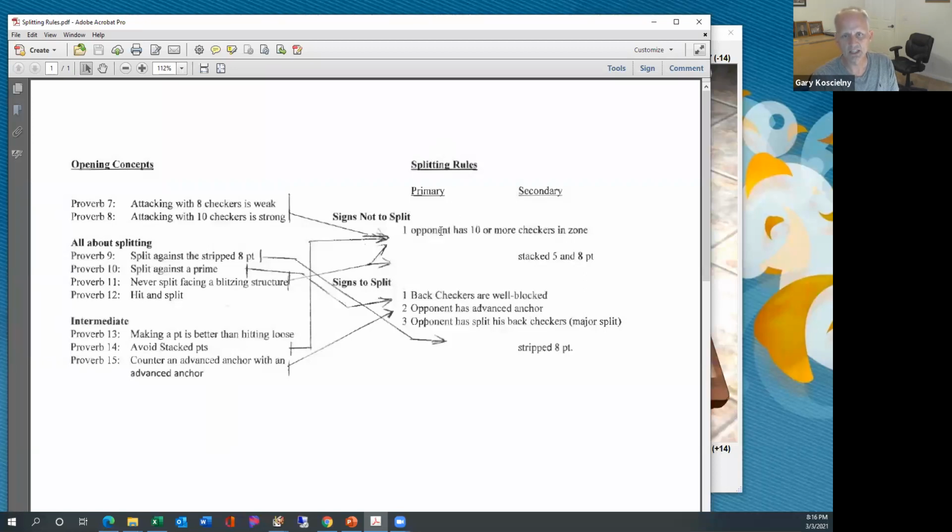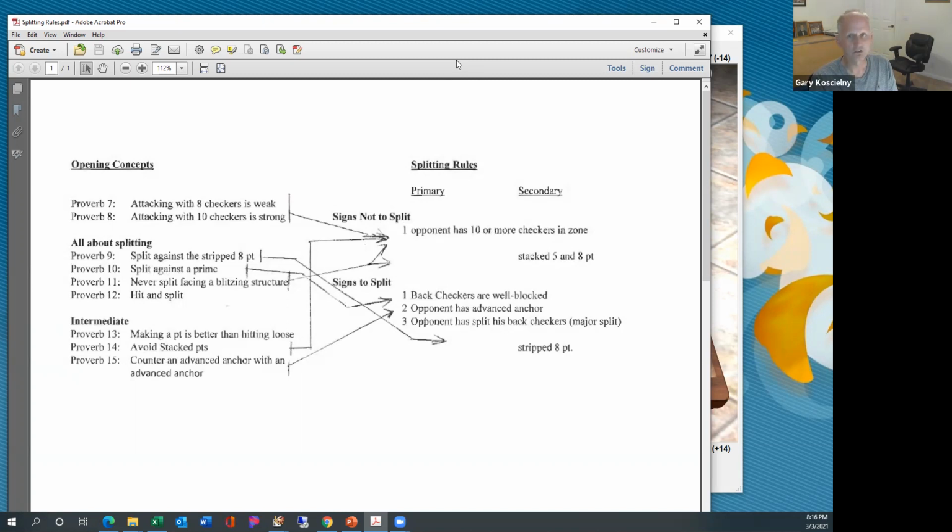The splitting rules that I generally use is that you have signs to split and signs not to split. So signs to split is opponent has 10 checkers in the zone. So that's pretty much Michi's. A lot of checkers in the zone, which is kind of a blitzing structure. I think the stacked 5 or 8-point, which is generally where it is, it could be another point, it's a little bit secondary, but still important.